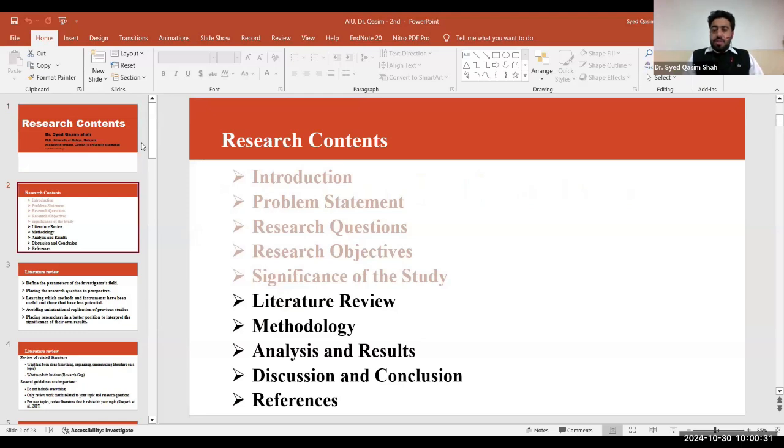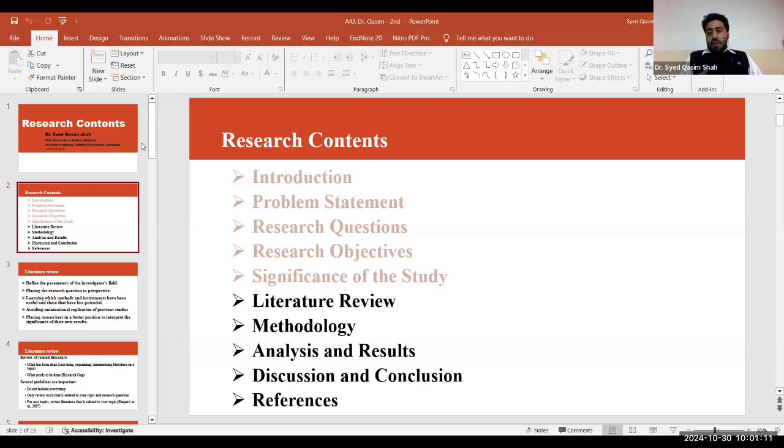In the previous lecture, we talked about how to come up with an introduction, the importance of the problem statement, and how we come up with that problem statement. We discussed the importance of research questions and how they are put in a formal way, how research objectives are connected, and the actual way to present these objectives. Then we discussed the significance of the study and its role.